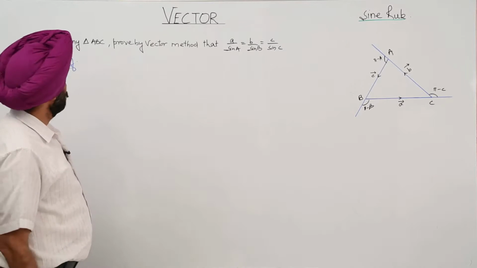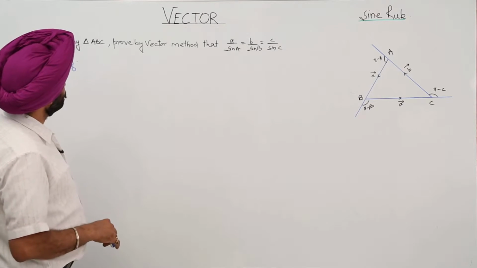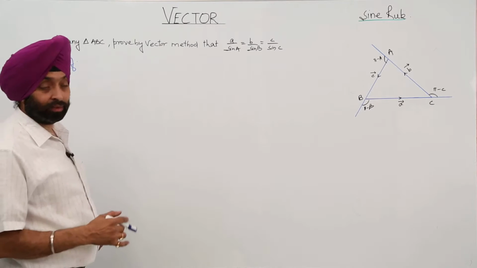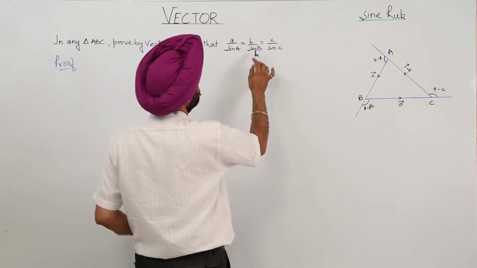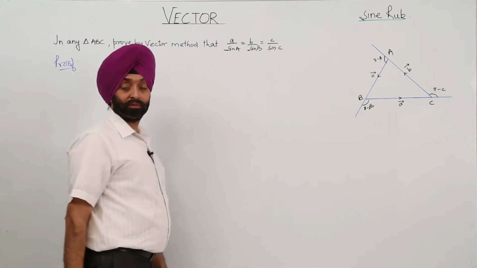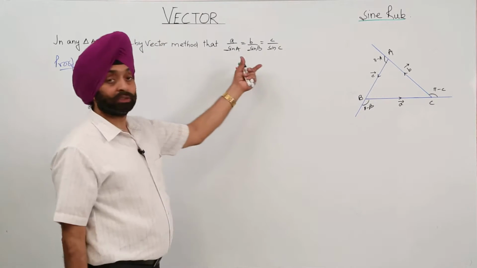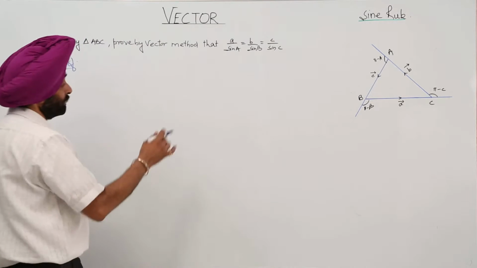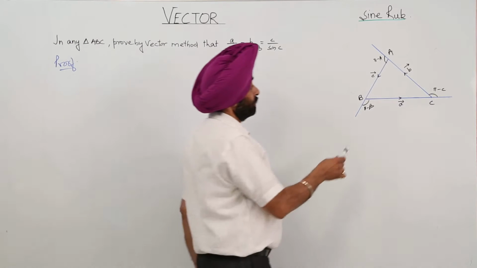Sine rule. In any triangle ABC, prove by the vector method that a/sin A = b/sin B = c/sin C. And this is the sine rule. Okay, so here I have made a figure.